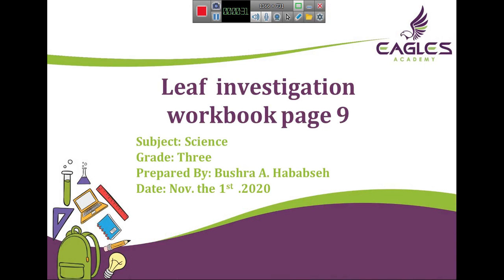Again, leaf investigation. So we will make a simple experiment about some leaves and we will try to find the results about this experiment. You can find this lesson in your workbook, page 9. I will help you to do this page and you have to do it and send me the picture.